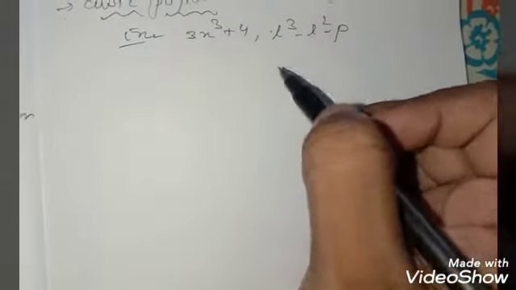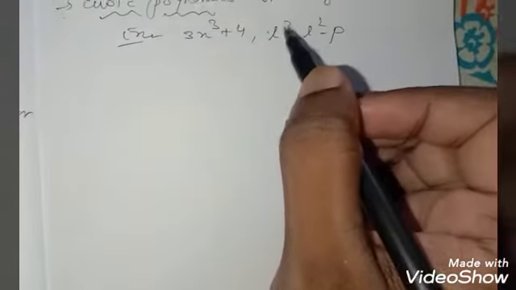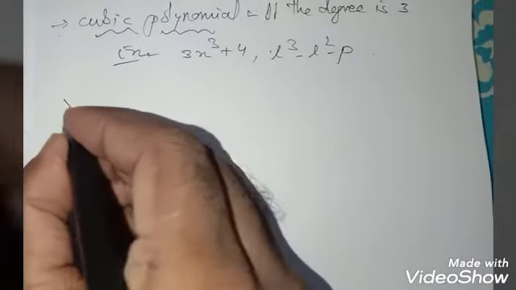So these are the types of polynomials based on their degrees. Based on the degrees, you have linear polynomial, quadratic polynomial and cubic polynomial. Next topic is value of polynomial.